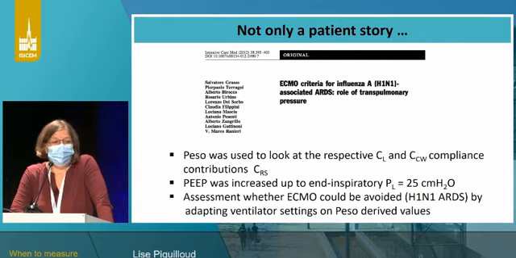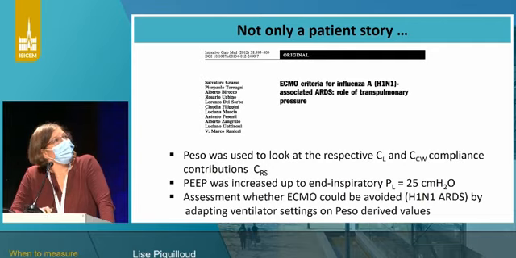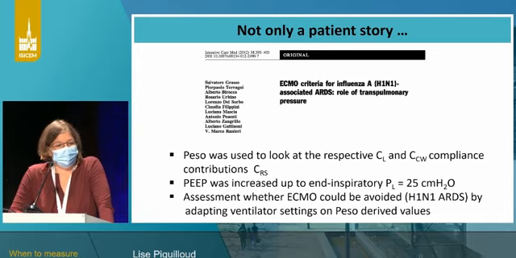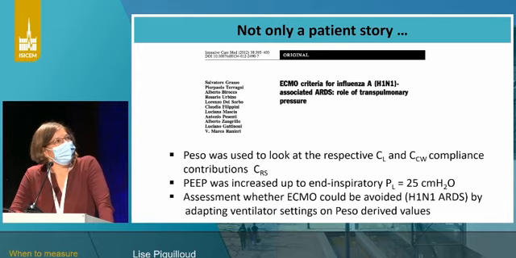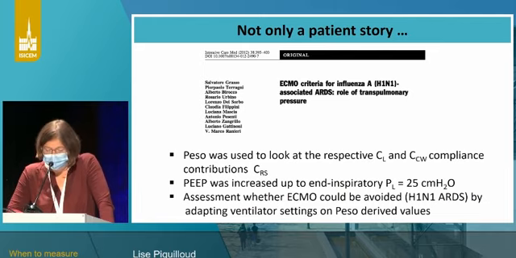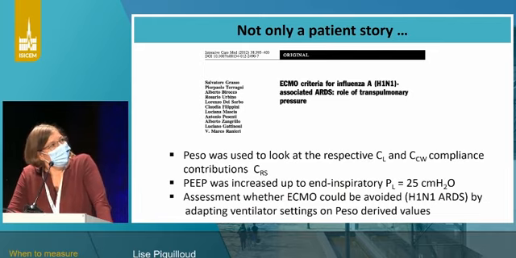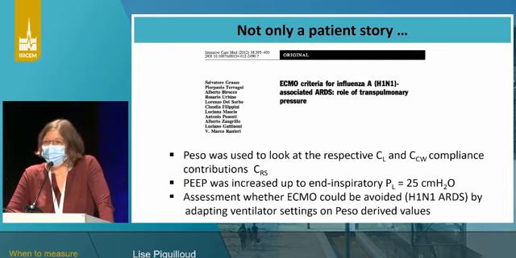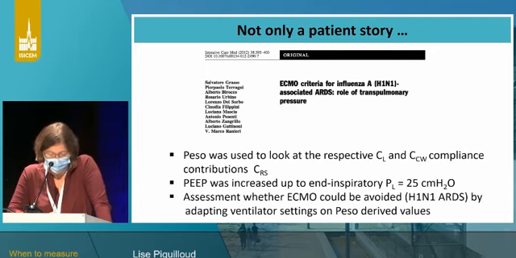And this is not only a one-patient story. If you look in the literature, you find this very interesting study performed by our Italian colleagues during the H1N1 epidemic. They took 14 patients who were referred for ECMO because of very severe hypoxemia. And they did exactly what I did with my patient. They used esophageal pressure measurements to optimize the ventilator settings according to a safe zone of transpulmonary lung pressure at the end of inspiration and at the end of expiration.